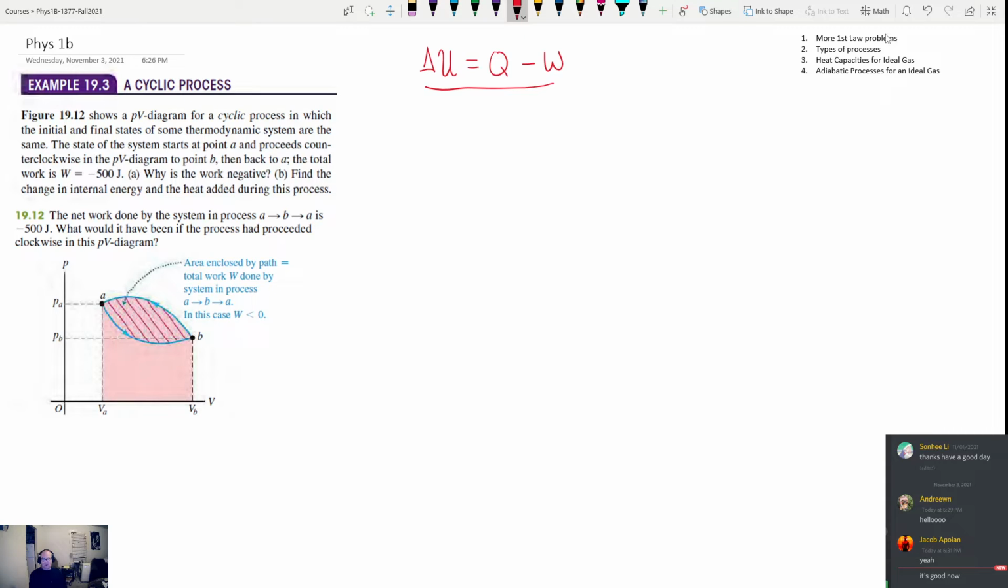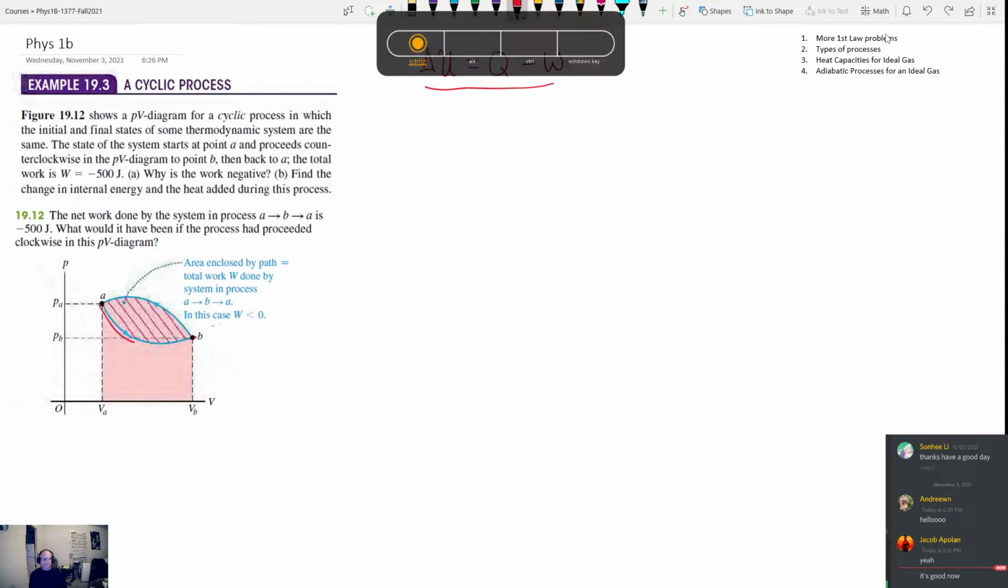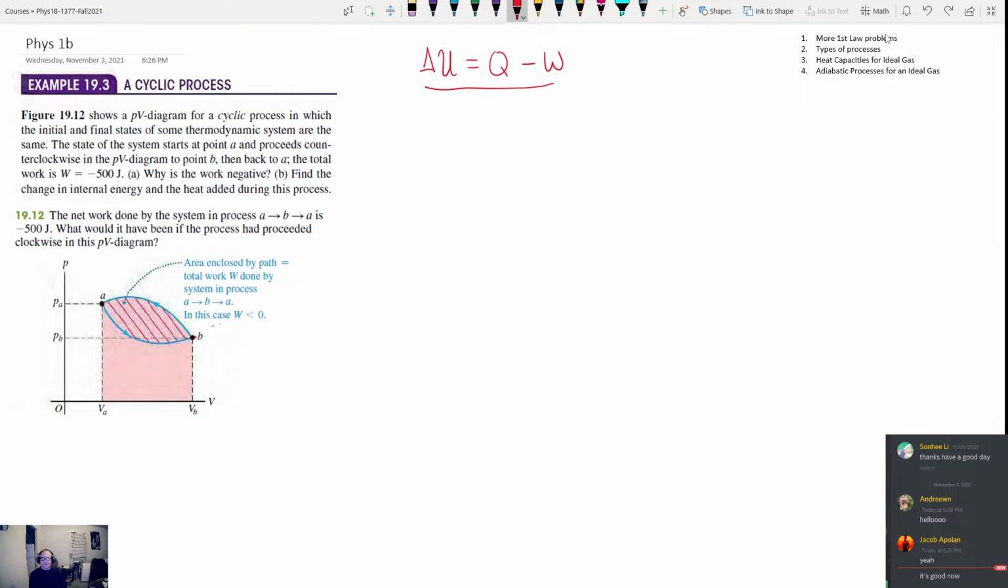So let's get going. All right, so here's our first problem we want to look at. It says a cyclic process. Figure 19.12, which is here, which is a PV diagram, which again is pressure volume, for a cyclic process in which the initial and final states of some thermodynamic system are the same. The state of the system starts at point A, here, and then proceeds counterclockwise in the PV diagram to point B. So it goes along this path. I don't know if you can tell, but there's a little arrow. So it goes this way first, and then proceeds counterclockwise, and then back to A. So then it goes from B back to A this way. So it goes this way, and then it goes back this way, eventually returning to A, which is what makes it cyclic. It says the total work is W equal to negative 500 joules.